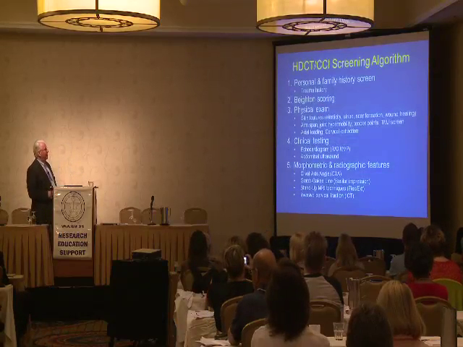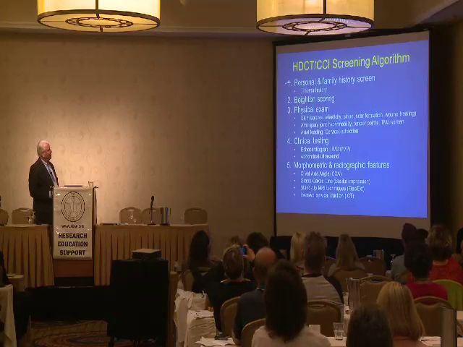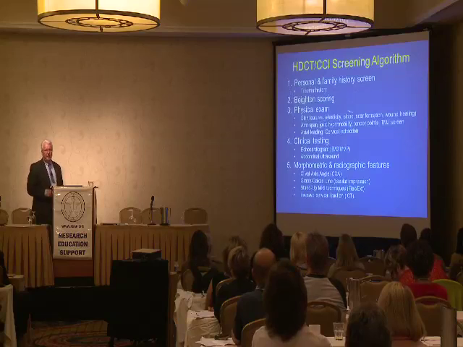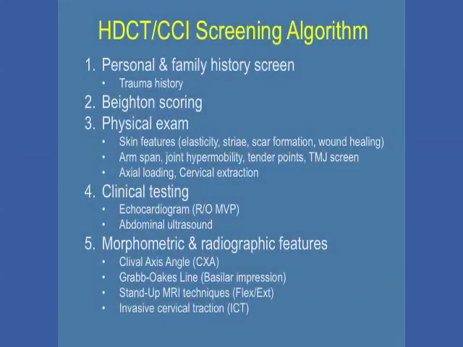In looking at some of these patients, we developed algorithmic approaches to screening, with a good family history, particularly attentive to trauma history, because some patients with trauma alone and not hypermobility will display some of the craniocervical instability issues that patients with hypermobility do. We Beighton-score patients, and we look for other physical signs of these conditions, such as elasticity, the presence of skin striae, different types of scar formation, and poor wound healing. Arm span is helpful in segregating a subtype of Marfan syndrome, as is looking at other testing for hypermobility, tender points, and TMJ screening for fibromyalgia-like conditions.